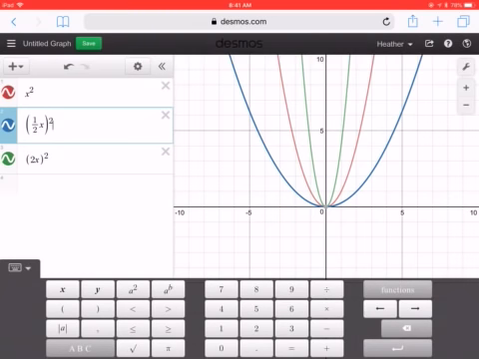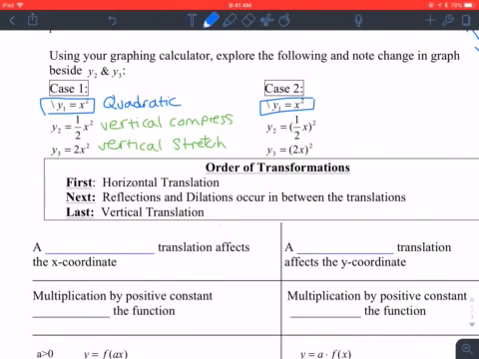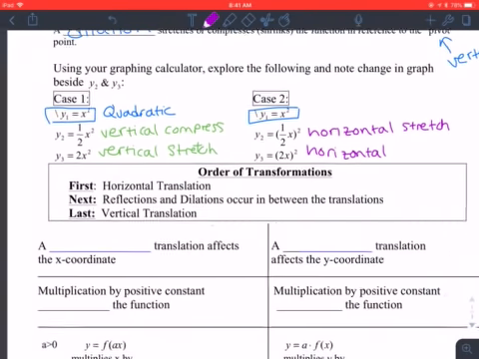So let's think about this, the blue graph. Imagine you're stretching your arms out to your sides. So you're stretching out horizontally. That's your horizontal stretch when you have a fraction in front of your x term. Versus that green graph, imagine pulling your arms inward. That would be your horizontal compression. So we're going to write that in. This was a horizontal stretch versus this horizontal compression.